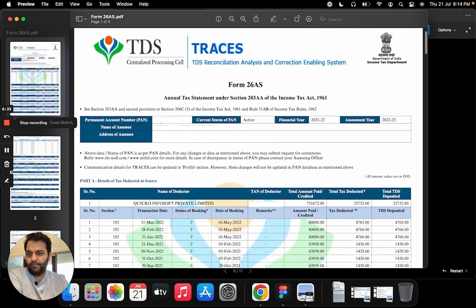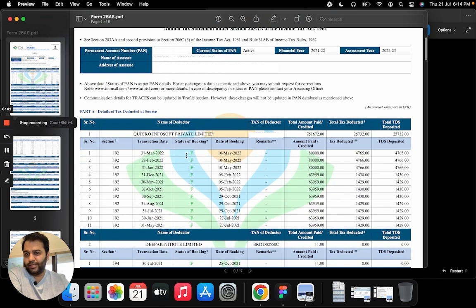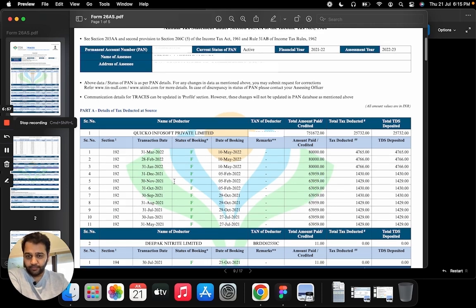It has my PAN, name, and my address information, along with financial year and assessment year, like all the tax documents do. And then, as you can start seeing here, it has information about taxes deducted at source, right? So this is my salary TDS. I'm seeing the credit amount along with all the TDS deductions. I can also see the deductor information. In this case, because it's salary, it would be my employer.